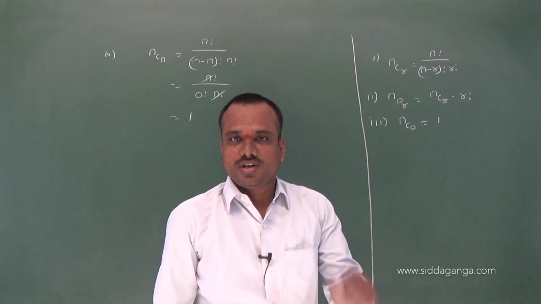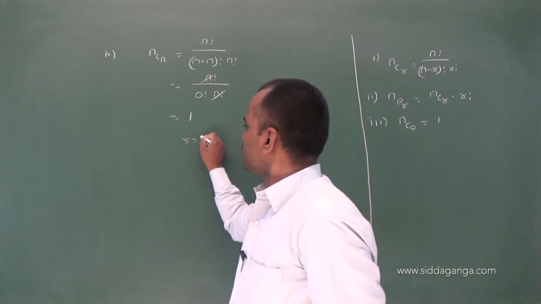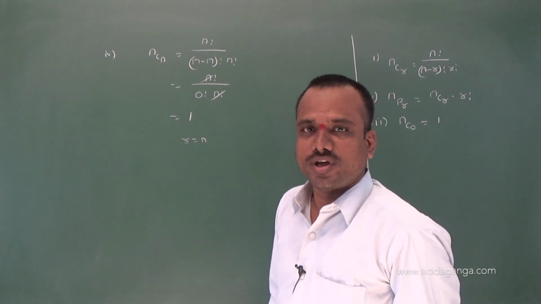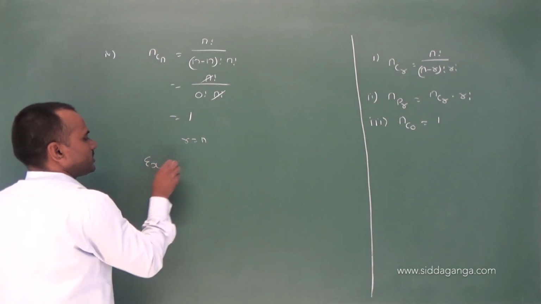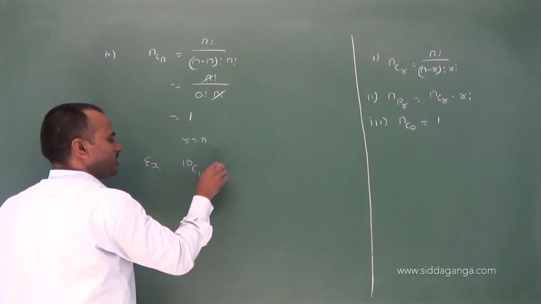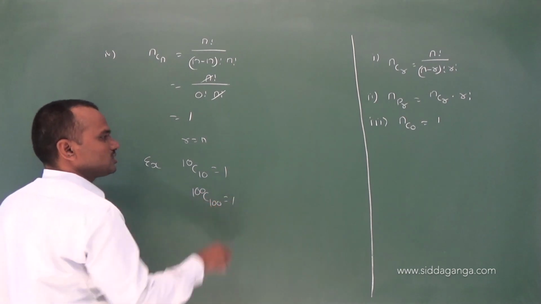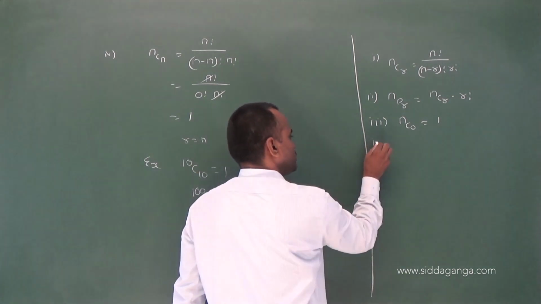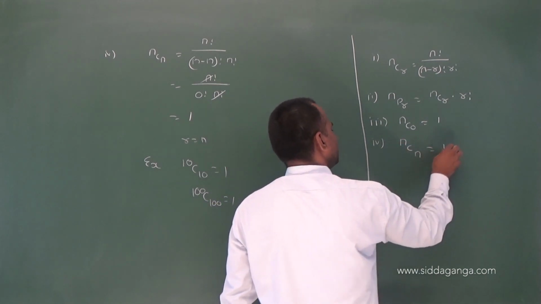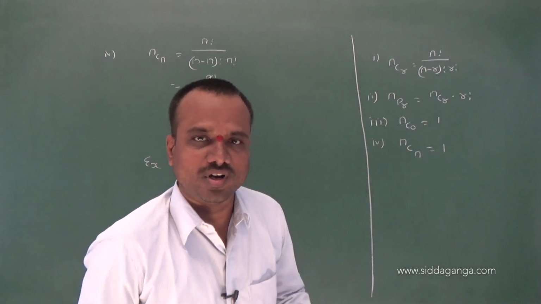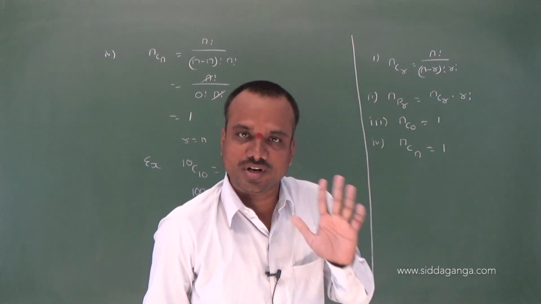See the result. nCn means r is equal to n. The combination result is 1. For example, 10C10 is 1, and 100C100 is also 1. So, very important result, the fourth one: nCn is also 1. nC0 is 1, nCn is 1. Understand?